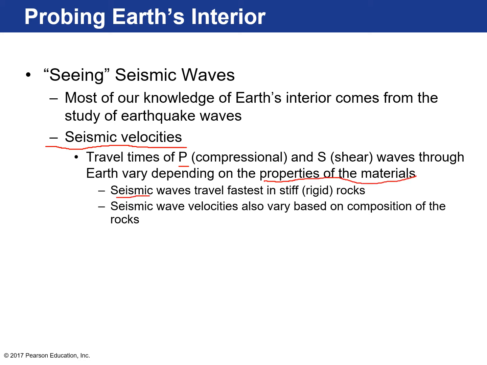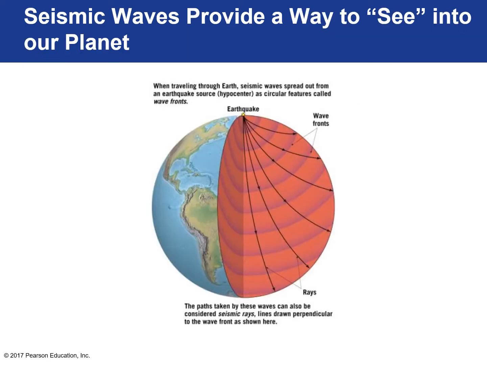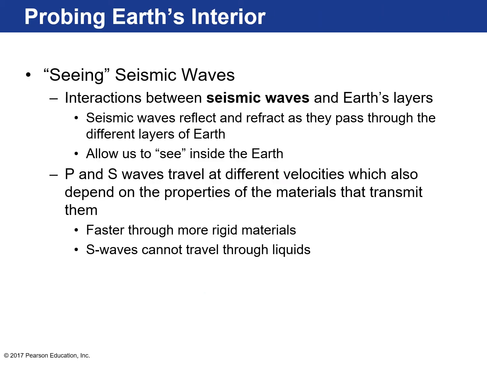So a general rule is seismic waves will travel faster through stiff and rigid rocks, okay? And seismic wave velocities will also vary based on the composition of those rocks. So here you go. If you have an earthquake, here are the wave fronts that travel and propagate in 3 dimensions through the entire Earth's interior. Their velocities change as they go deeper and deeper within the Earth. These are the paths that the wave fronts take. This is how we, quote unquote, see into the interior of our planet.